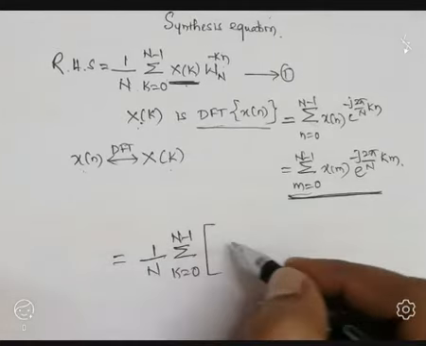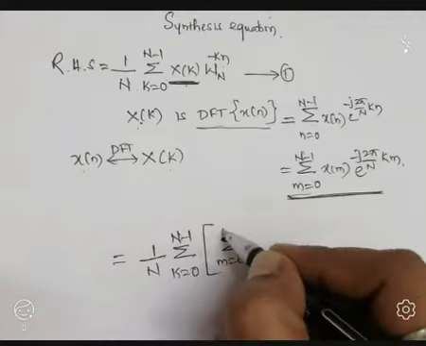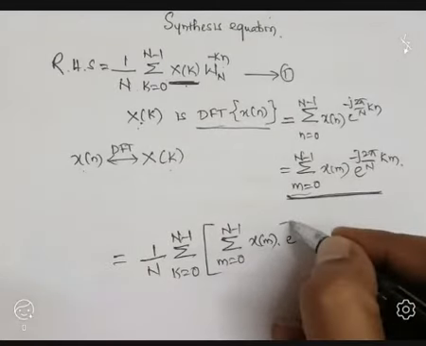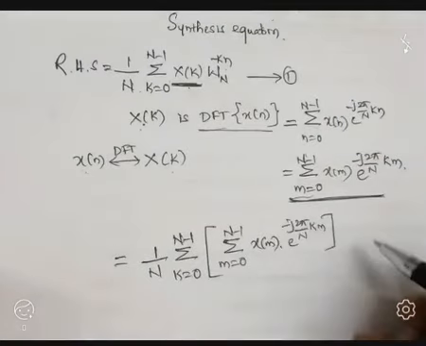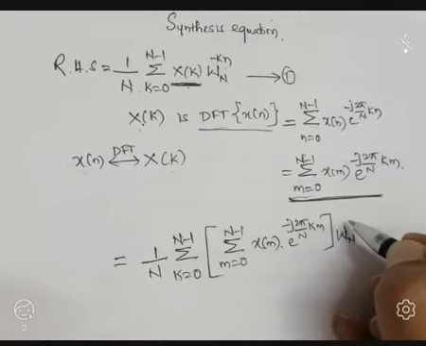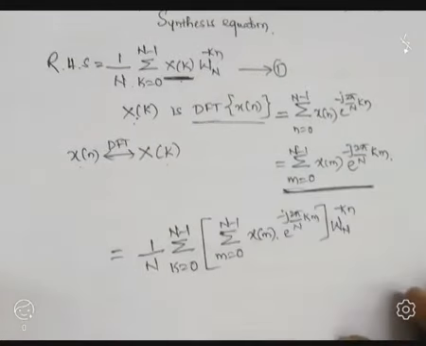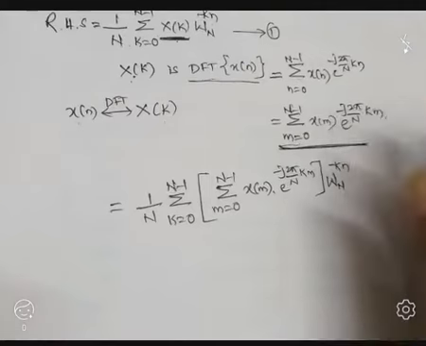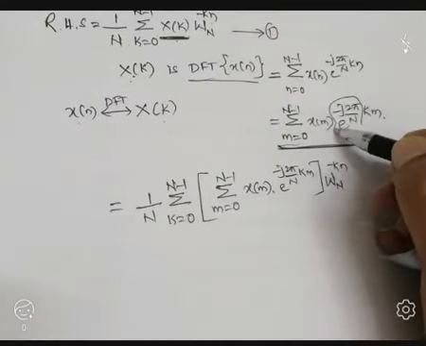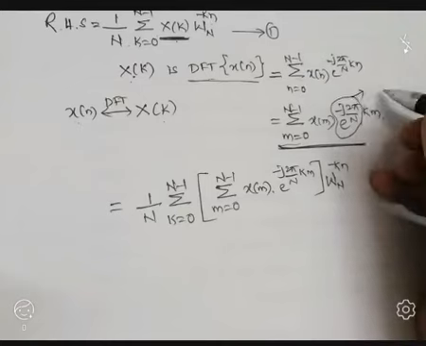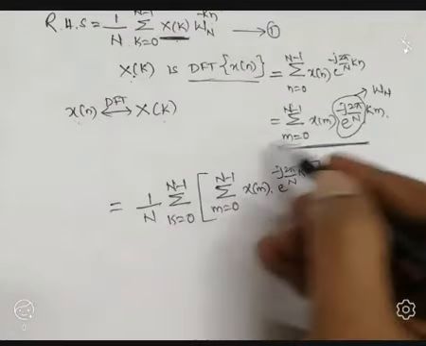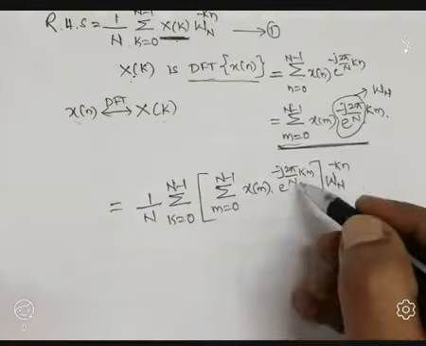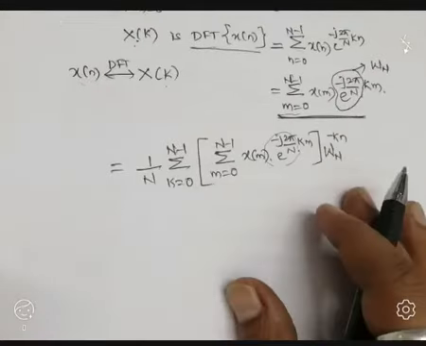What is that? Summation m equal to 0 to n minus 1 x of m e to the power minus j 2 pi by n into k into m multiplied by w of n into minus kn. Fine. Now let us make use of the definition of twiddle factor. This is nothing but the twiddle factor, W of n, correct? So this equation we can write. If you substitute by the definition of twiddle factor, this equation becomes what?